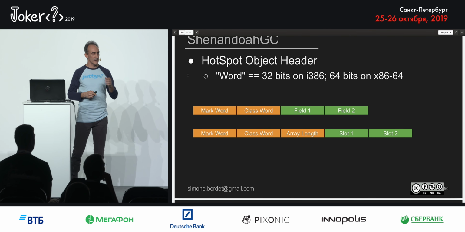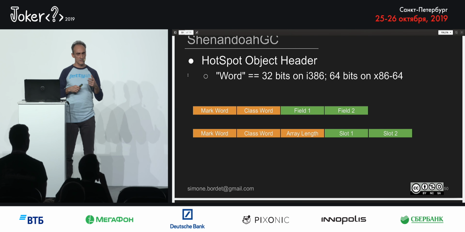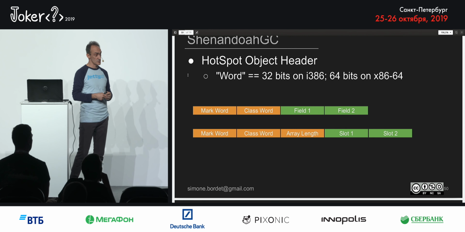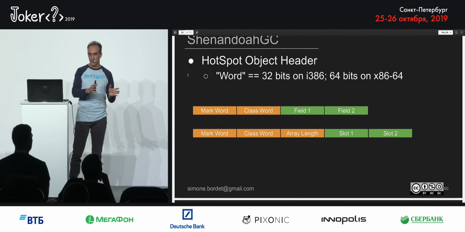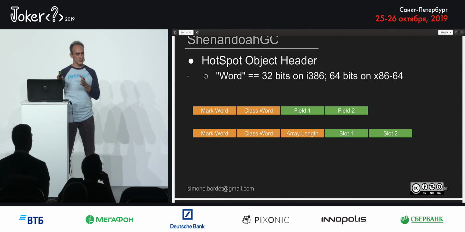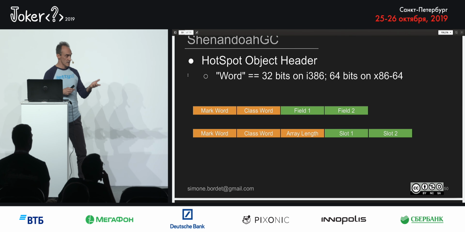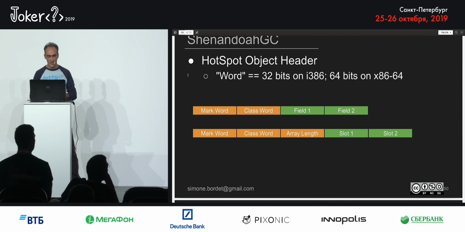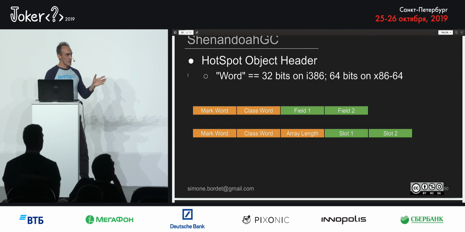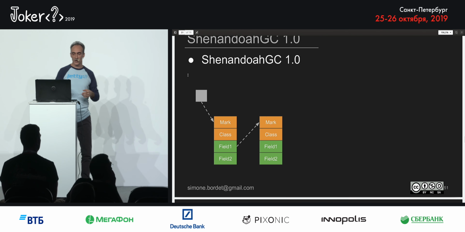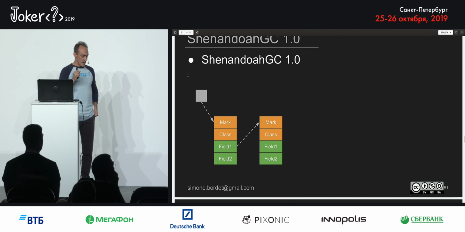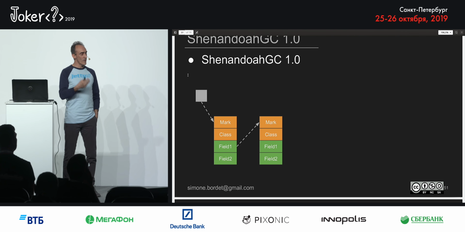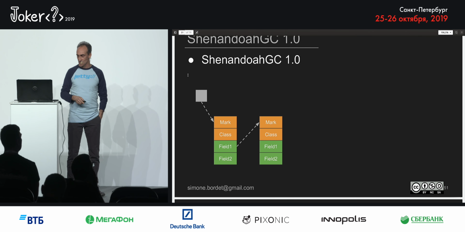I learned today that OpenJ9, for example, doesn't have two words, it only has one word as object header. So this layout is HotSpot specific, but OpenJ9, for example, only has one of these two. So now we know how objects are laid out in memory, and I'm going to present to you Shenandoah 1.0 and what a Brooks pointer is in Shenandoah 1.0.